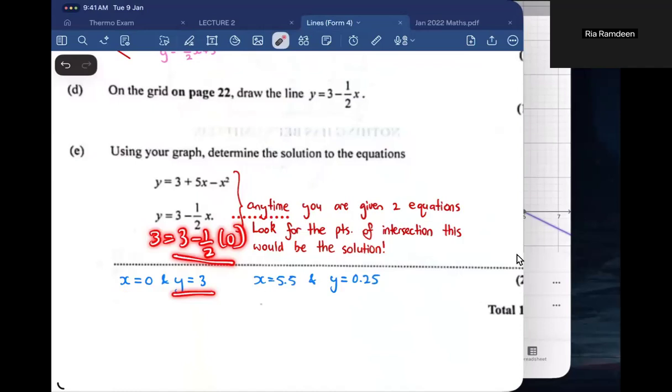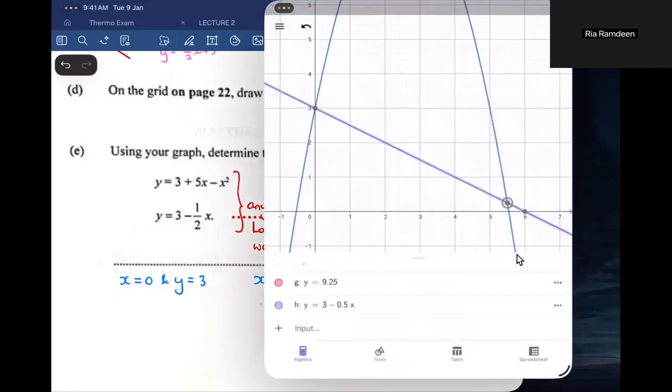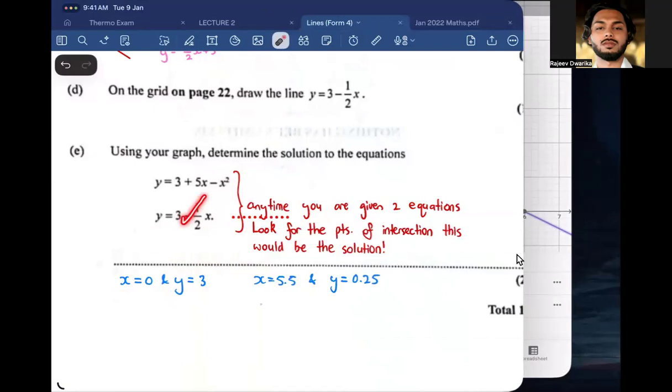Minus a half by 0 is 0. 3 minus 0 is 0. So 3 equals 3. Yeah, 3 is equal to 3, so it satisfied both equations. And you could do this with the other answer as well, it would work, right?